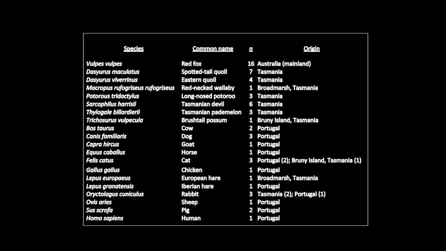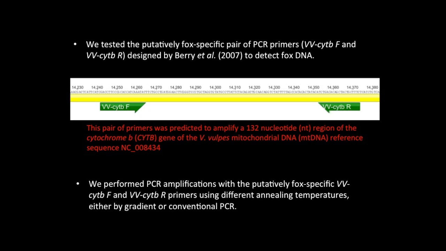The DNA was extracted from the samples according to standard protocols. We tested the putatively fox-specific pair of PCR primers designed by Berry. The primers were predicted to amplify a 132 nucleotide region of the cytochrome B gene of the red fox. We performed PCR amplifications with the putatively fox-specific F and R primers using different annealing temperatures, either by gradient or conventional PCR.